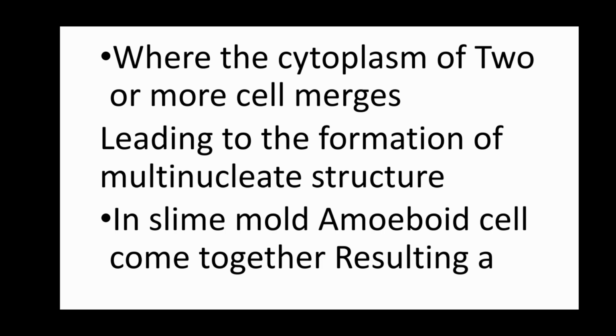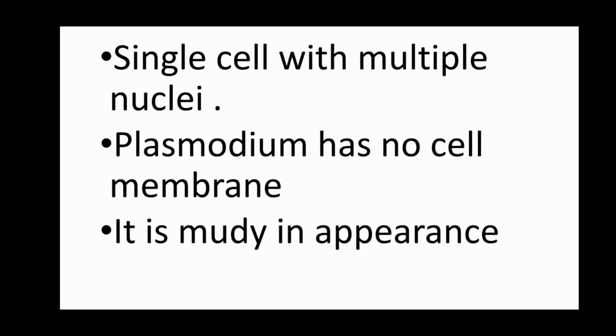In slime mold, the second point is that amoeboid cells come together, resulting in a single cell with multiple nuclei. The next point is plasmodium has no cell membrane. The next point is it is muddy in appearance.